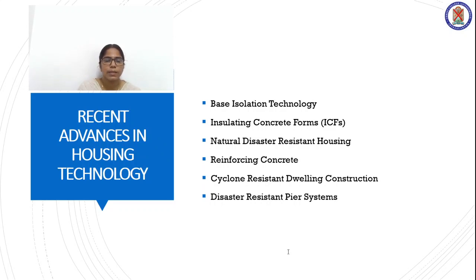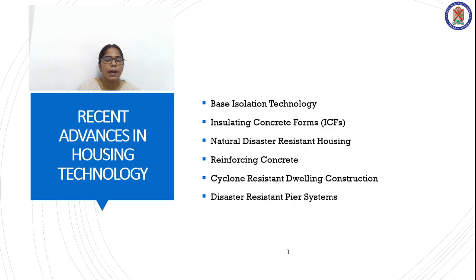And the next type of advanced structure is insulating concrete forms, ICFs. These are able to resist natural hazards such as hurricanes, earthquakes, tornadoes, floods and fires. And ICF construction is relatively new to the building codes and home building industry of the United States.